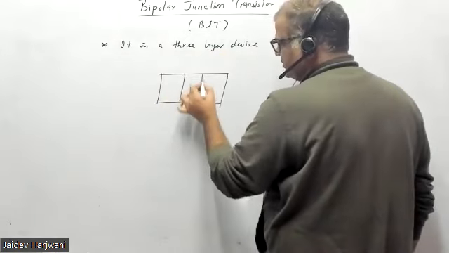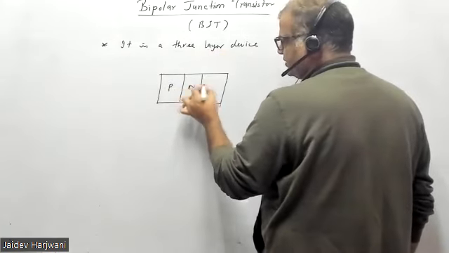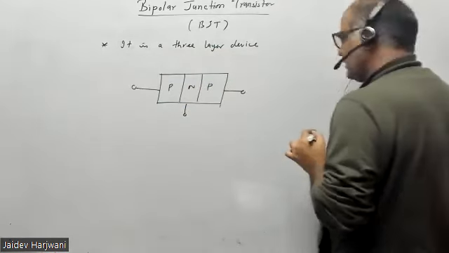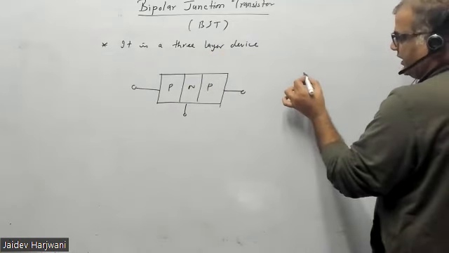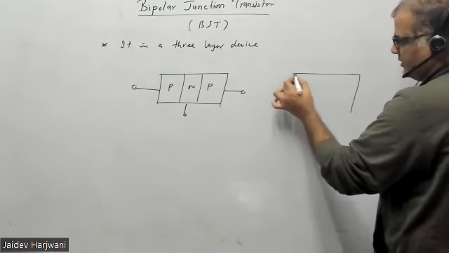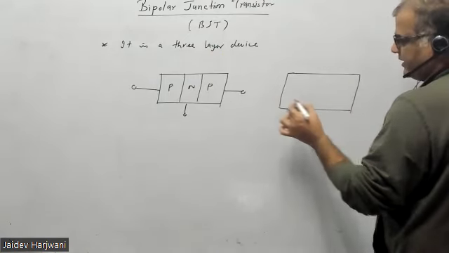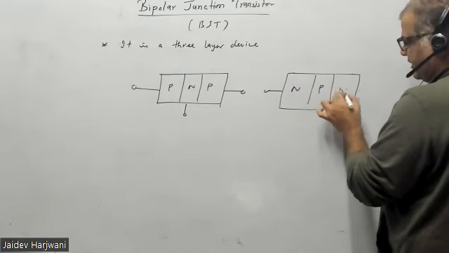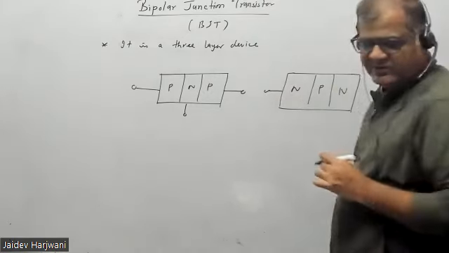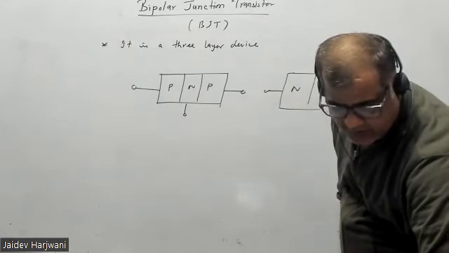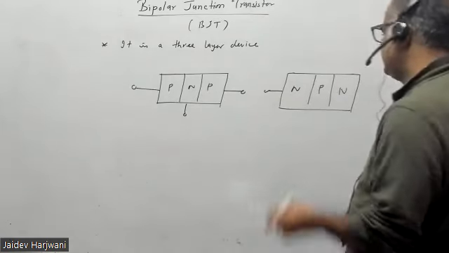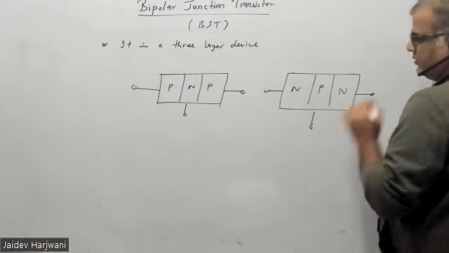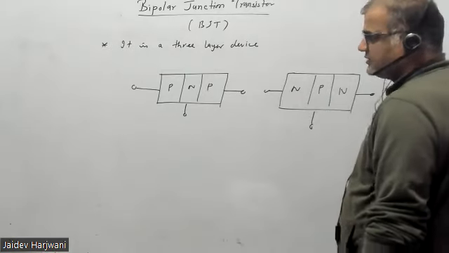One is called the PNP transistor, a three-terminal device. The other is called the NPN transistor. These are the two designs of transistor. Accordingly, how you arrange the three layers, you can say it is an NPN or PNP transistor. If an N layer is sandwiched between two P layers, then it is a PNP transistor. Or if a P layer is sandwiched between two N layers, then it is called an NPN transistor. So it is a three-layer device.